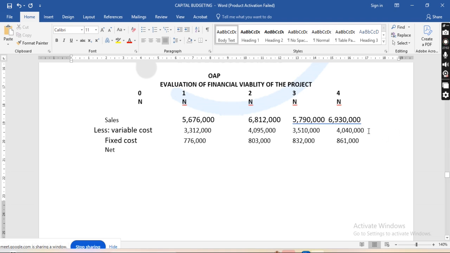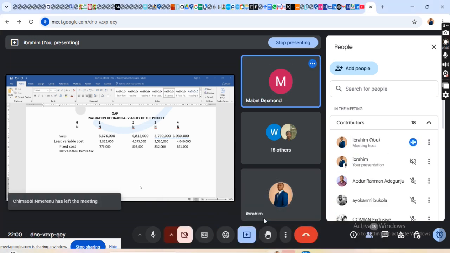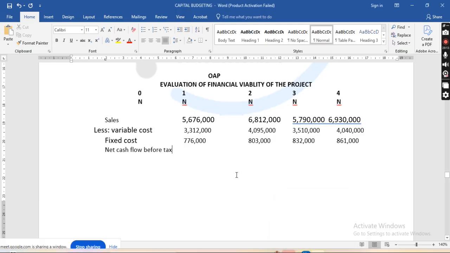The tax comes after that. So give me the figure, please: net cash flow before tax. Hello, class. Are we sleeping? Are we tired? Okay. Please don't be tired. 1 million 588,000.